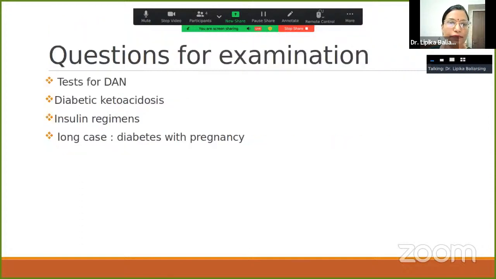Usually, what can be the questions from this topic? You may be asked in the long case the tests for diabetic autonomic neuropathy. You are asked to describe the tests. That can be a short note also. The management of diabetic ketoacidosis is a question. Different insulin regimes also come as a question, like the Alberti regime as a short note. And you can get a long case of diabetes with pregnancy. Thank you.